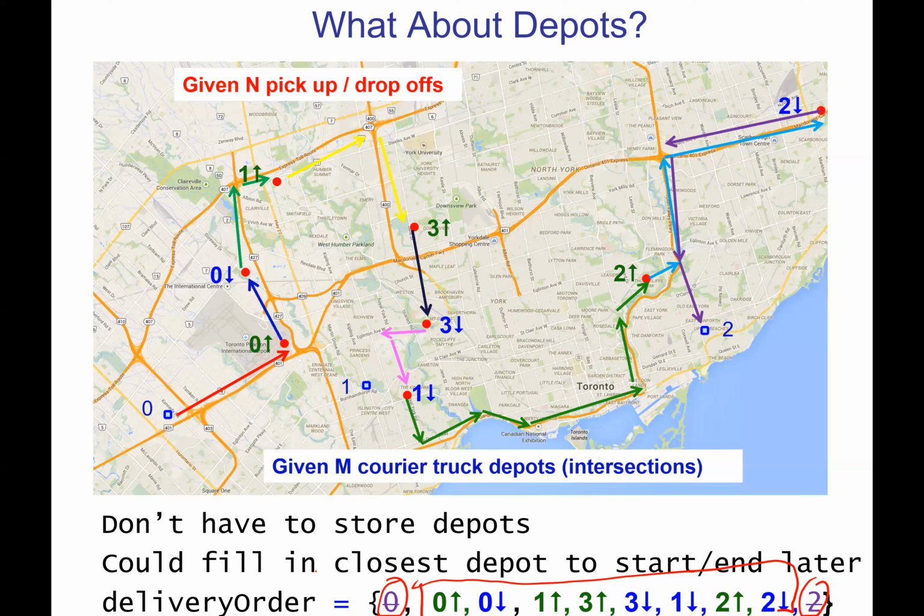I personally like to do it this way, because my solution representation is as succinct as I can make it. And when I need to get a travel time, the code that has to figure out the travel time of the whole thing just has to be a bit smarter. It has to add in whichever depot.